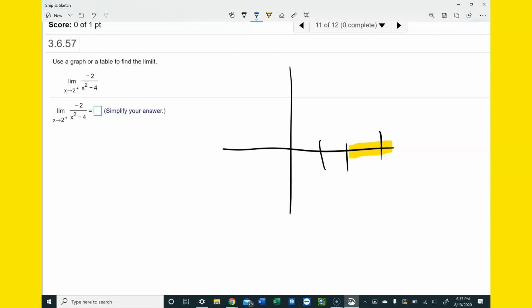And a good way to do this, you could do it in your calculator, but you could also do it by hand. What you can do is it's real simple. Just plug in something really close to 2 on the right side of 2. Just plug in like 2.001. And when you plug that in, see what happens.